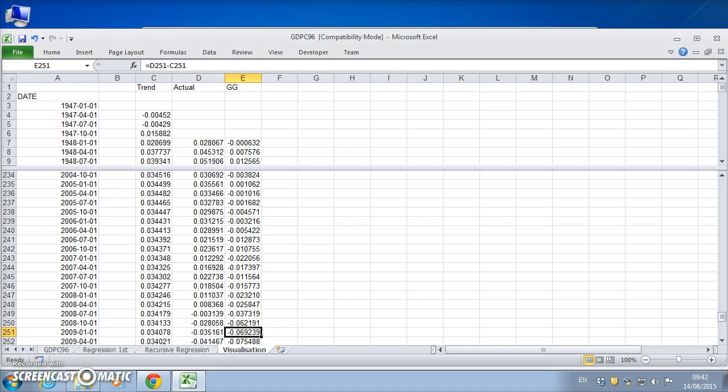2008, 2009, very substantial drop in the level of economic activity, and then a mild picking up, 2013, and 2015, 2.2%.